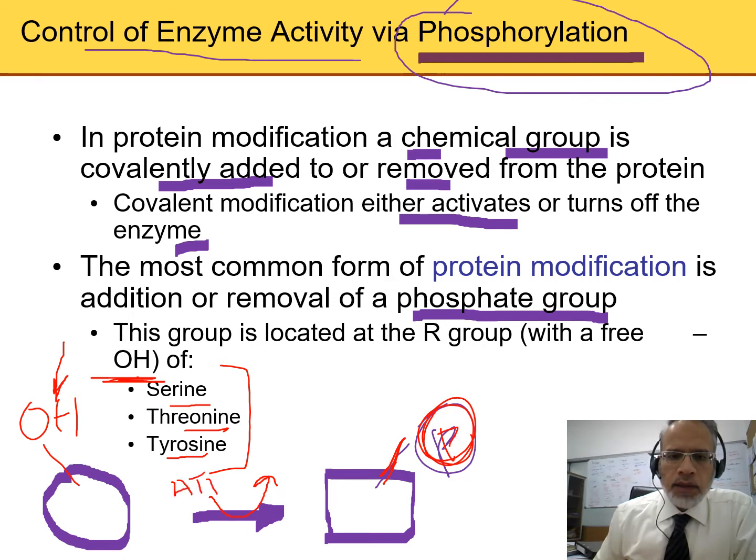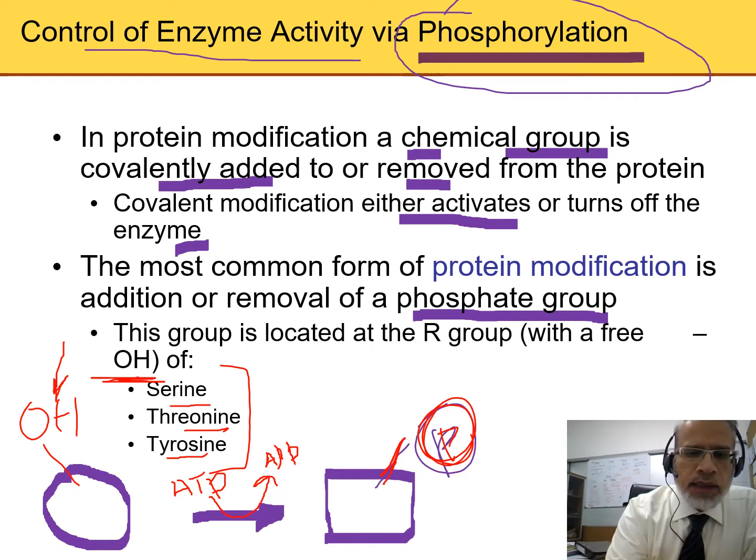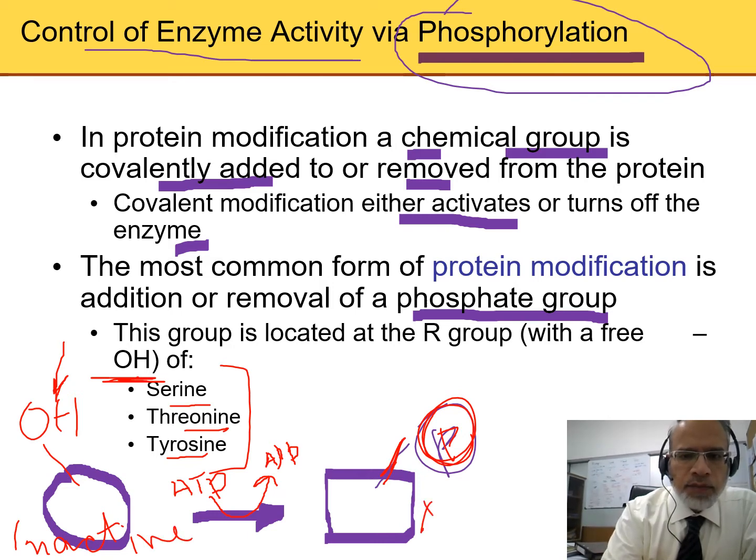ATP stands for adenosine triphosphate. It gives a phosphate to the protein and becomes ADP, right? And this is what happens. So this is called an example of phosphorylation. Now again, in this case, you could have an inactive protein which will become active by phosphorylation.